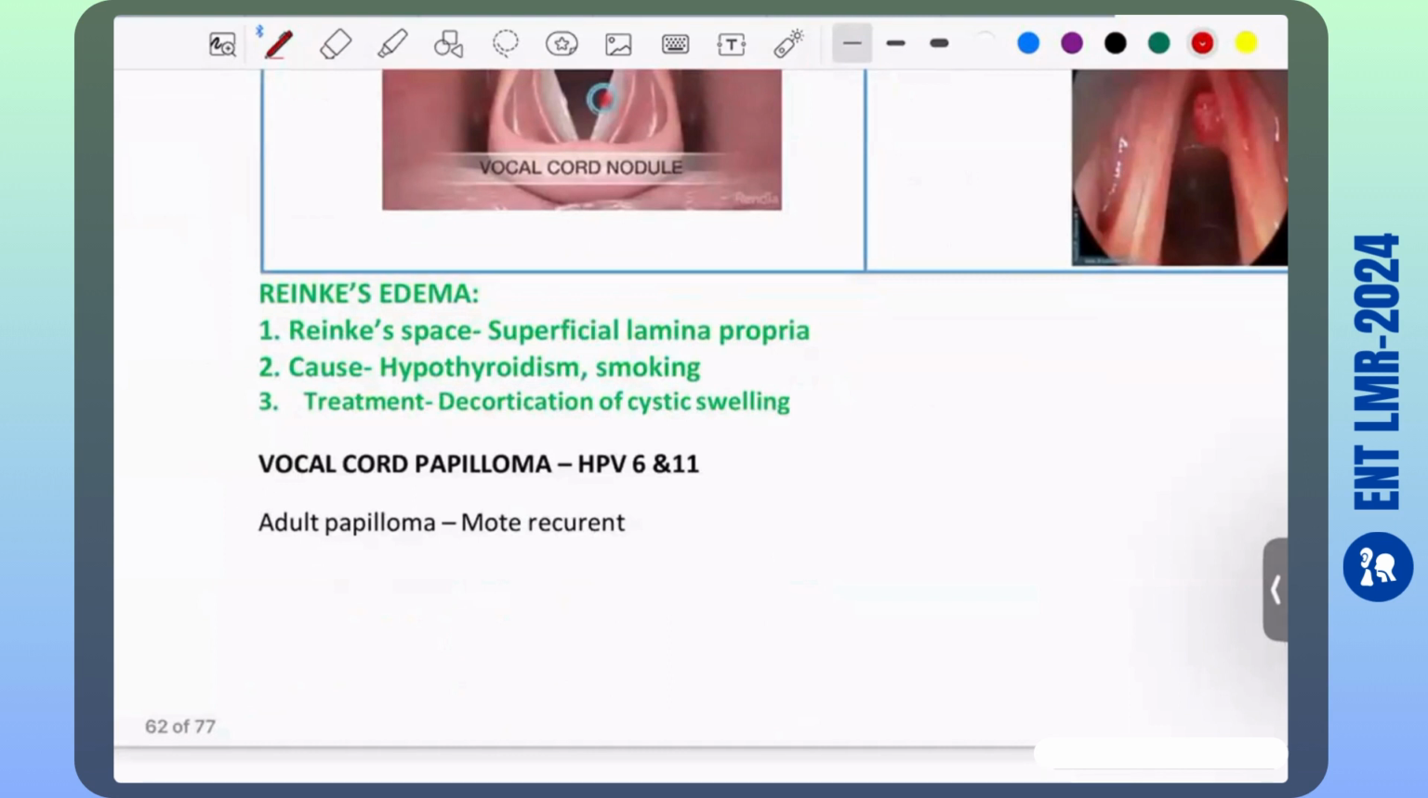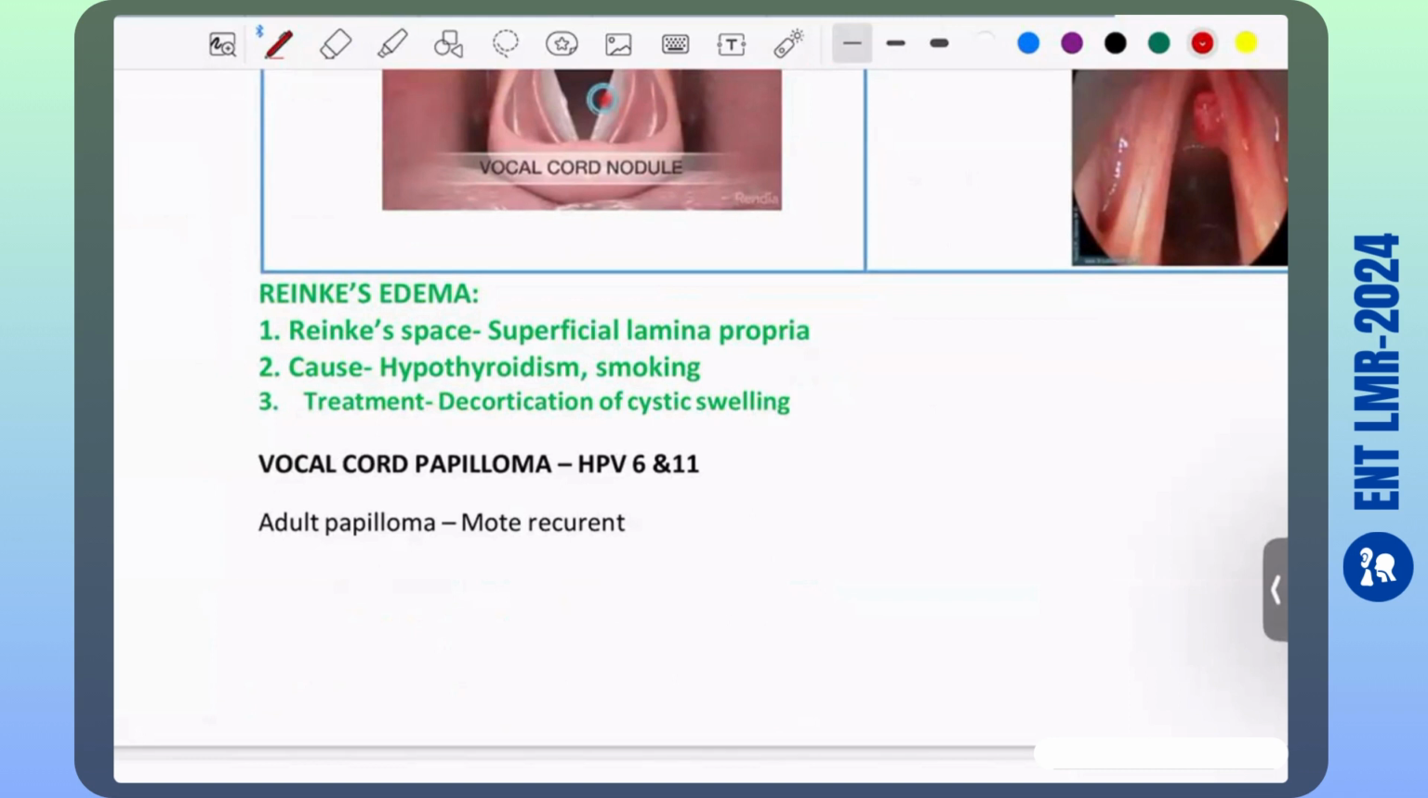Reinke's edema. The vocal cord histopathology, I have already told you: epithelium, then superficial lamina propria, intermediate and deep lamina propria. The superficial lamina propria is not filled with much of anything, collagen or fat. So if it is completely filled with edema, it will cause Reinke's edema. The superficial lamina propria is otherwise called Reinke's space. That's why it is called Reinke's edema. The causes are hypothyroidism and smoking. Very, very important: hypothyroidism, smoking. Treatment is decortication of the cystic swelling.